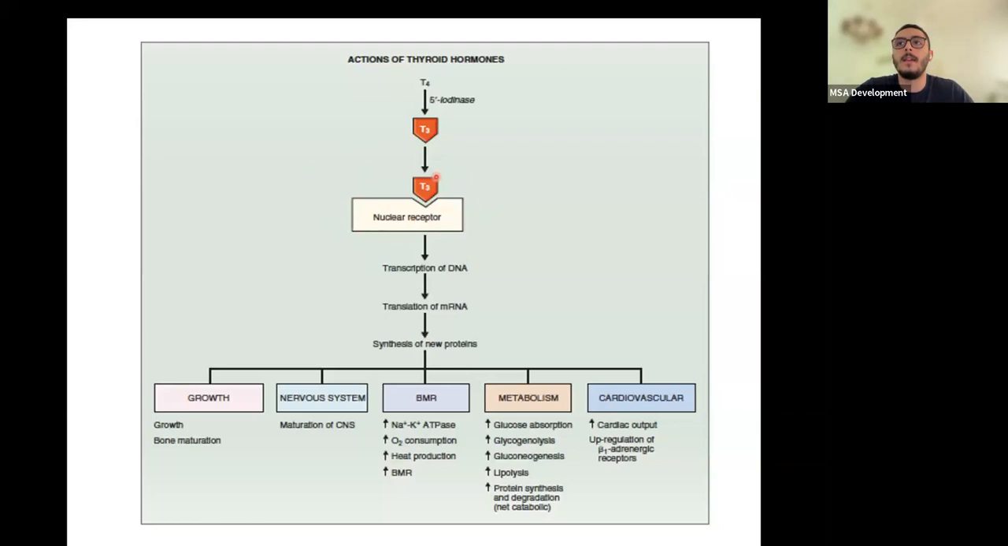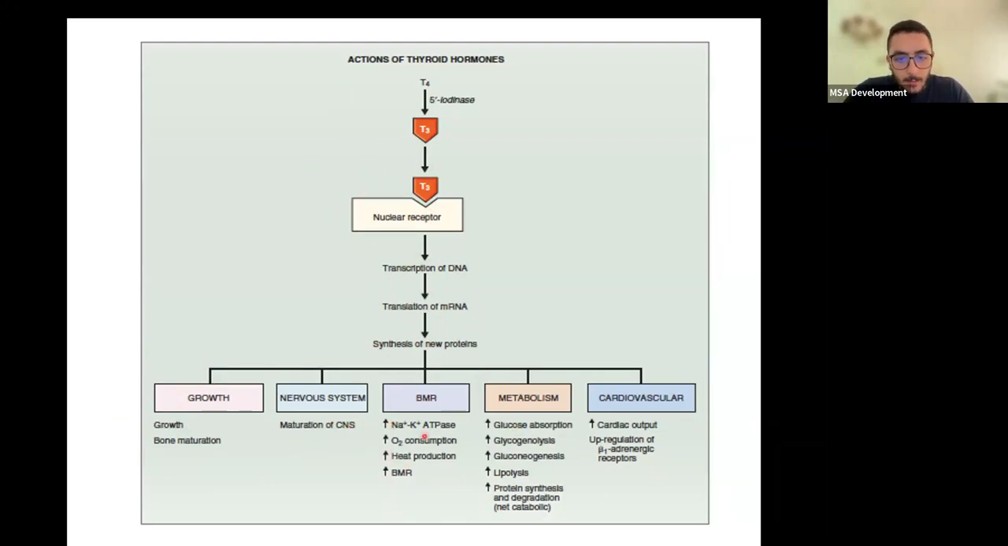Nuclear receptor. What do we mean by nuclear receptor? This means that the thyroid hormone has an effect on the transcription of DNA and translation of mRNA, okay? It has an effect on the transcription and translation of DNA in order to have those effects on the body generally. Let me talk about them one by one and then go into details one by one.